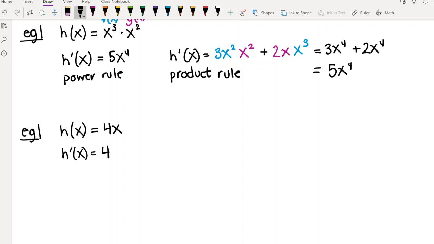If for some reason you really wanted to use the product rule, you could say, okay, I'm going to take the derivative of the first function.